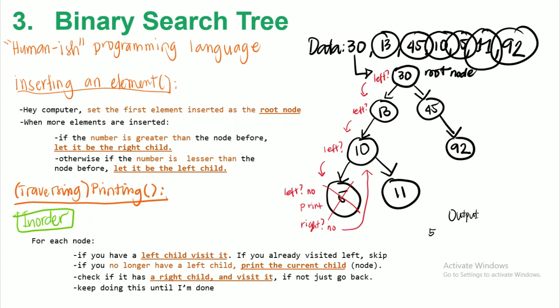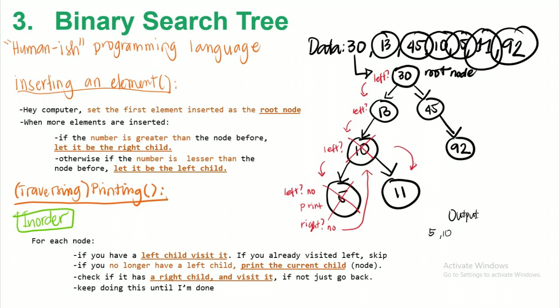Now, we are on the node of number 10. The computer asks again if it has a left child. But since it no longer has a left child, it will print that node since it is where we're currently visiting. So the number 10 is now printed. After printing, again, if we look back to our instructions, the computer then asks if it has a right child. Since it has a right child, we then visit that right child under it.